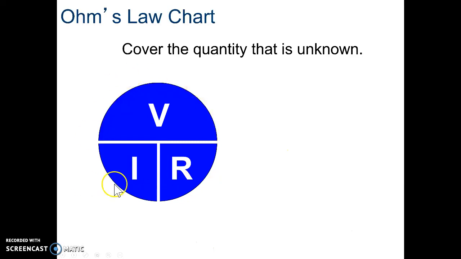Sometimes you'll see it written like this. It's a little bit like the magic triangle, where if you cover up the one thing that you want to find, you can see how to multiply or divide. So if we cover up volts, then you can see that volts equals I times R. If we cover up I, you can see that current equals voltage over resistance.